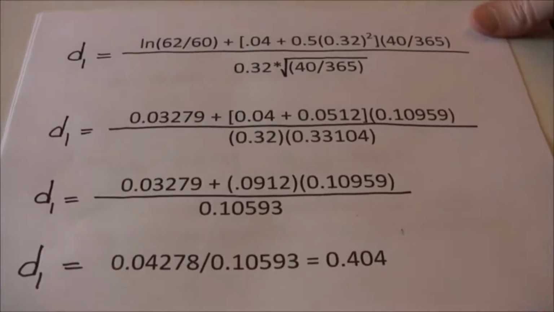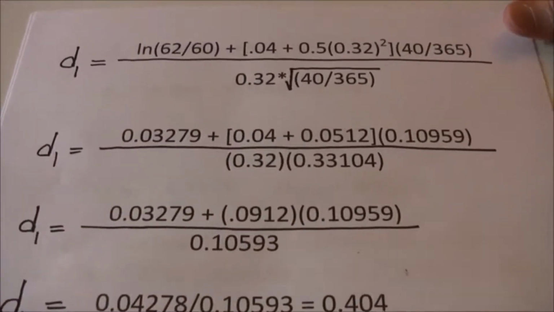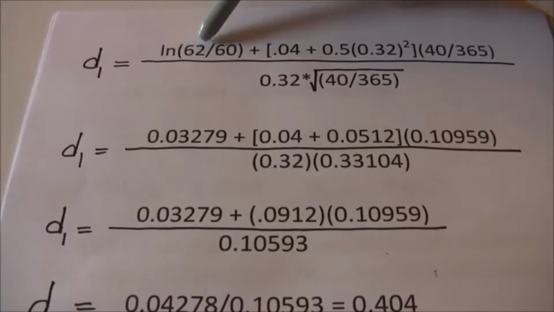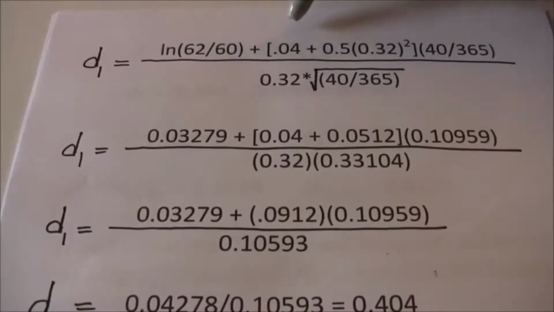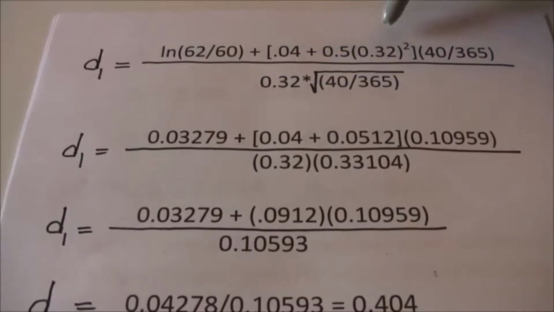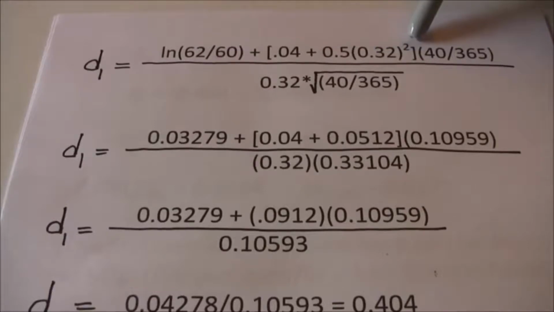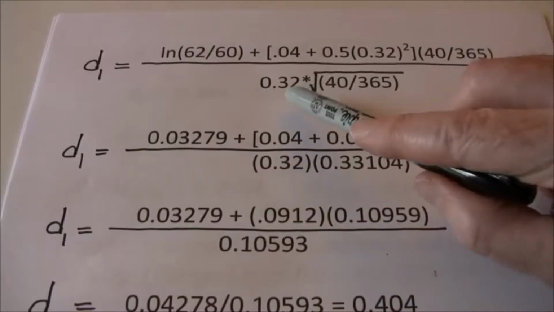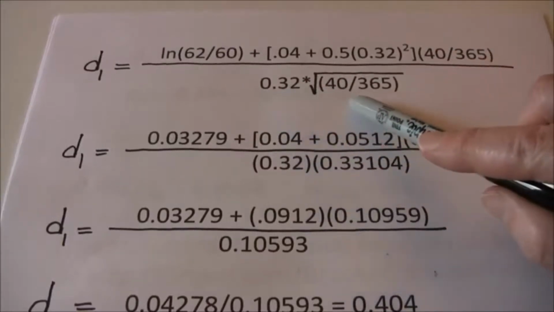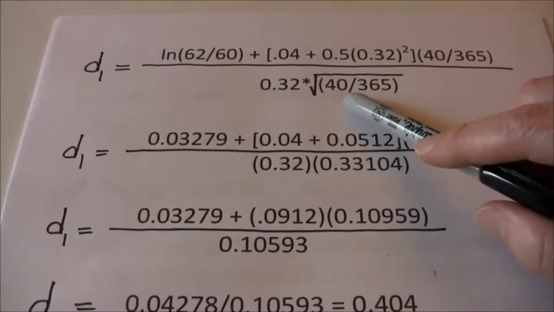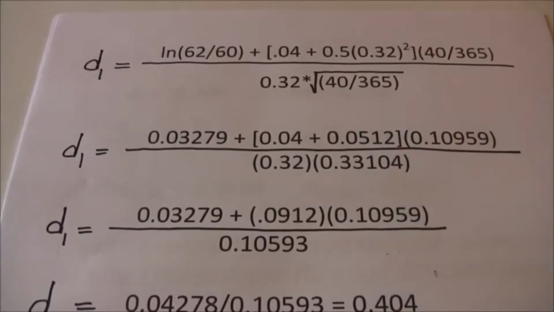When we set up our initial D1, you'll see the formula here: the natural log of the current stock price divided by the strike price, plus the risk-free rate, plus 0.5 times the standard deviation squared times time, divided by the standard deviation times the square root of time. Now it's just a matter of getting out your calculator and walking through these calculations.